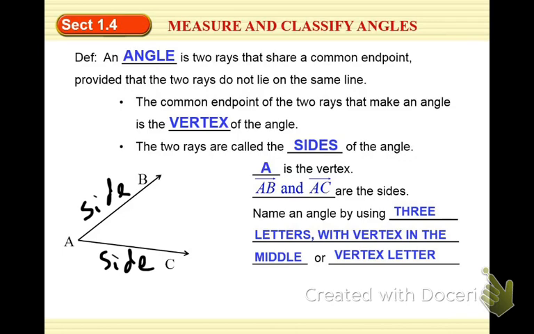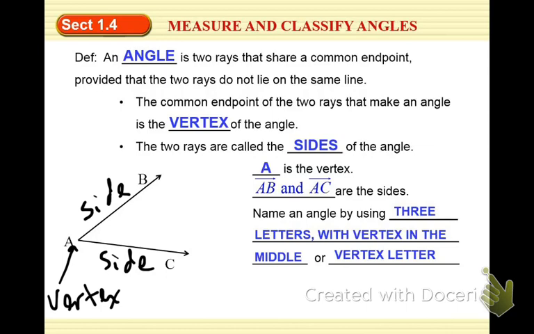Although that's not exactly true, and I'll show you when they actually do lie on the same line and still form an angle. But they're not going to lie on the same line and go in the same direction. The common endpoint is called the vertex. So the corner. Get used to that.